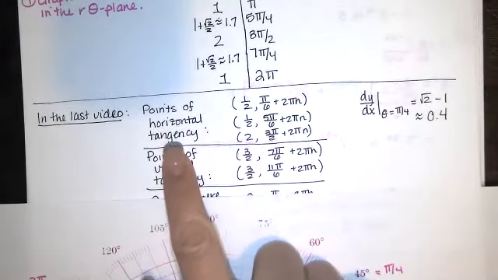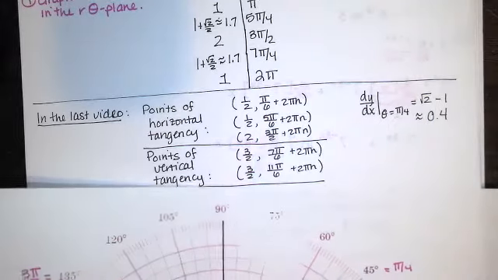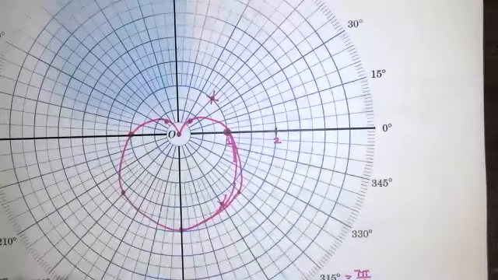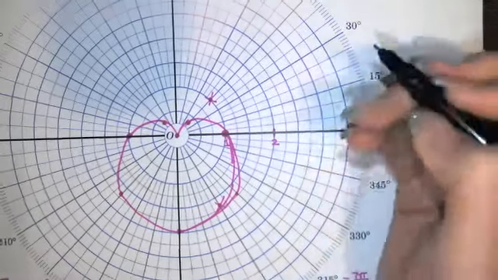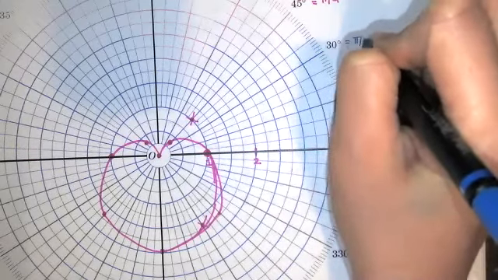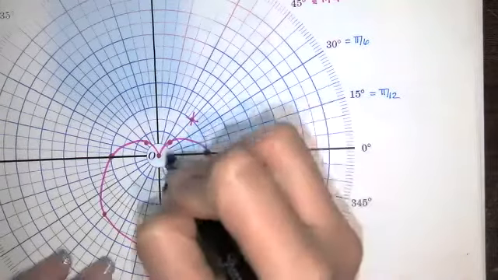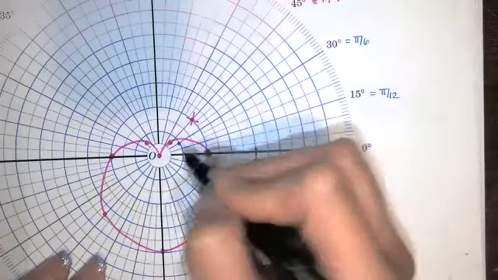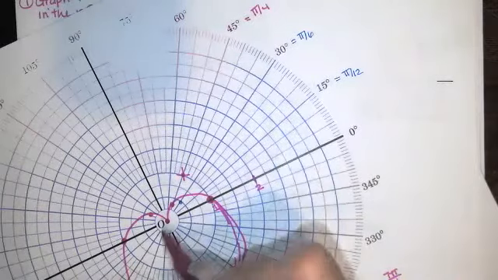We're told that we have points of horizontal tangency at r equals 1/2 and theta equals pi over 6. Now it's not going to be perfect because of the way I drew my graph. But let's see, pi over 6, well, this is pi over 12, and this is pi over 6. So at pi over 6, r is supposed to be 1/2, and r equals 1/2 would be right there. And theta is equal to pi over 6.